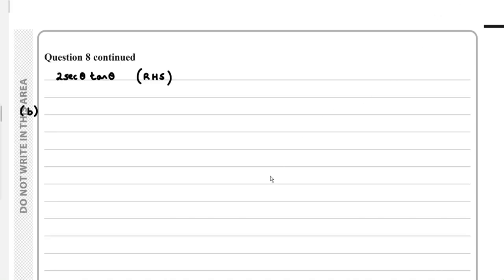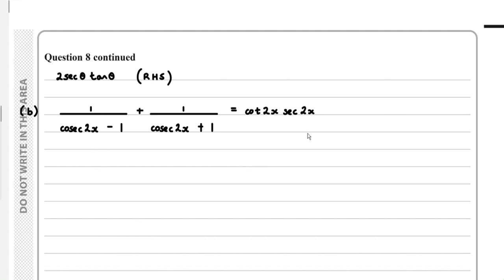So, for part B, we have this equation here. And what we can do is use the result from part A. If I use the result from part A, replacing theta with 2x, we end up with 2 sec 2x tan 2x equals cot 2x sec 2x. We can divide both sides of this equation by sec 2x, leaving us with 2 tan 2x equals cot 2x.